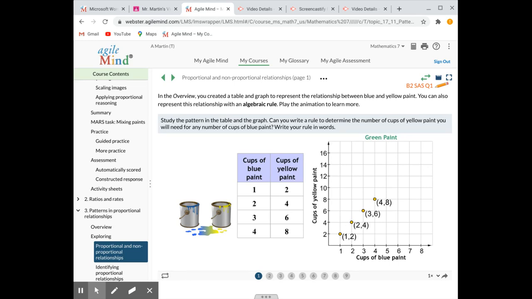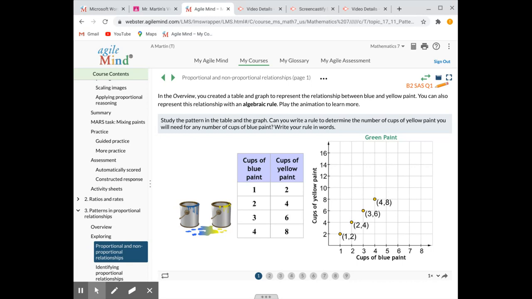All right, so depending on how much blue paint tells us how much what? Yellow paint. Correct. And we said yesterday that for every 1 cup of blue paint, there's what? 2 cups of yellow paint. Correct. All right. So, as the number of cups of blue paint increased, we said that the number of yellow cups increased by two times. Good.